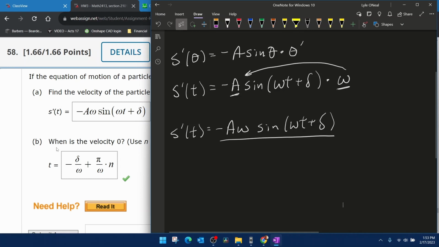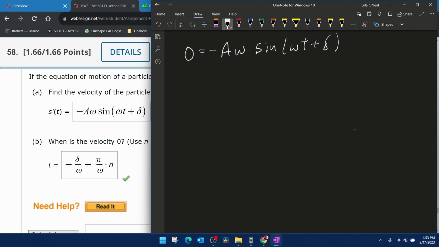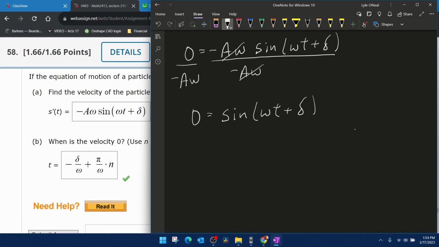Now for part B, they want to know when is the velocity 0. Remember, the derivative is the velocity, so we want to set that equal to 0, and then solve for t. Now that I've got this recopied up here, solving for t means that the A and omega, remember we're treating those like constants, so we divide both sides by the coefficient of the trig function, and the left-hand side remains 0. On the other side, we now have sine of omega t plus delta.